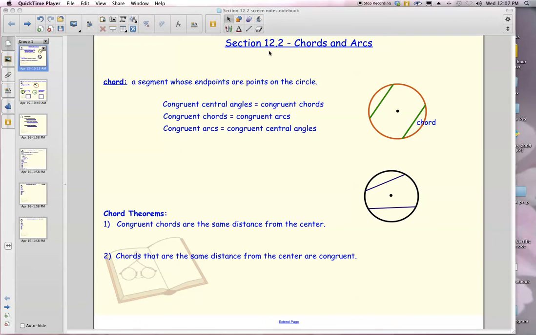This lesson is on section 12.2, chords and arcs. It's an introduction to segments and pieces that are individual in each circle. The first definition we're going to talk about is what is a chord. A chord is simply a segment that starts and ends on the circle.